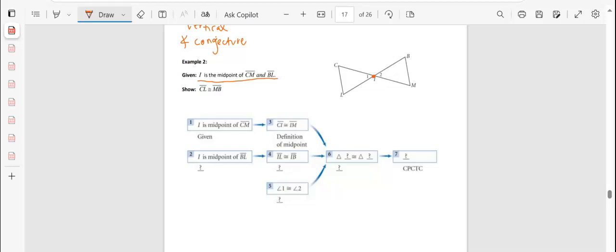So what you will notice here is our first step is I is the midpoint of CM. So here's segment CM, and that is given. It's given that I is the midpoint. Now, what is a result of that? And that's where our arrow comes in. The result is that segment CI is congruent to segment IM. And that is by definition of midpoint.